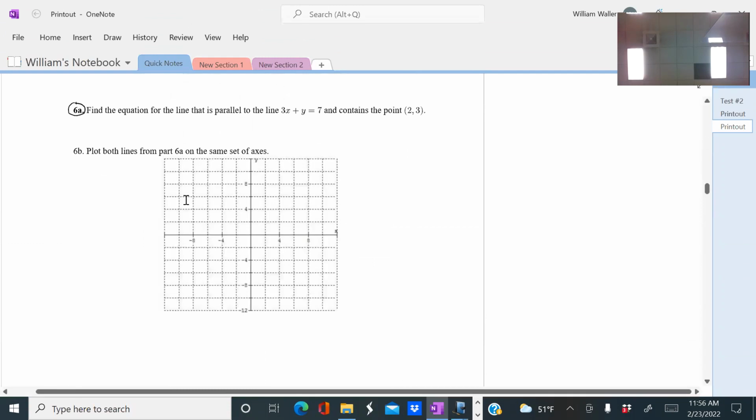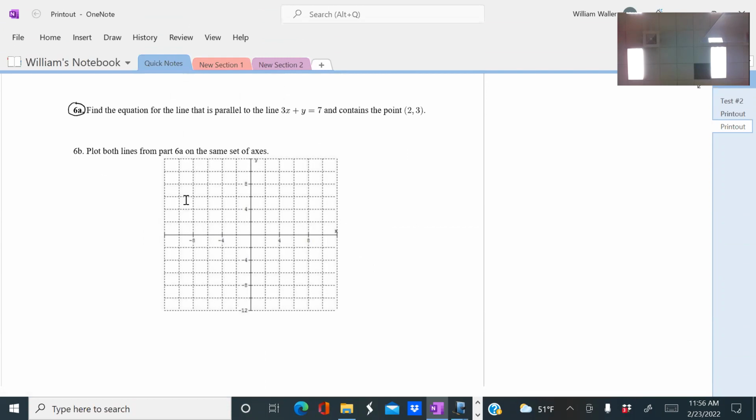All right, now here's a problem that students frequently miss, and so I do not want you to miss this. In particular, I'm talking about part B, where it says graph the lines, or plot the lines. You need to be able to graph lines, okay?